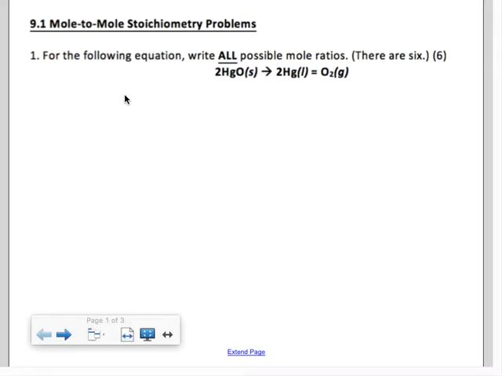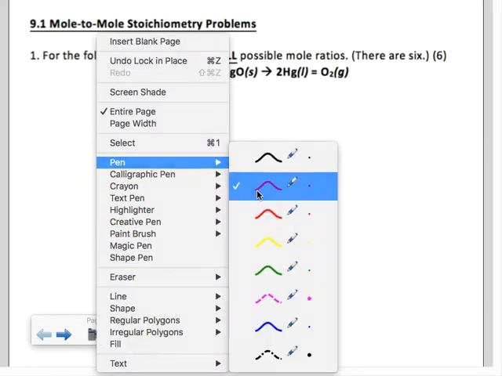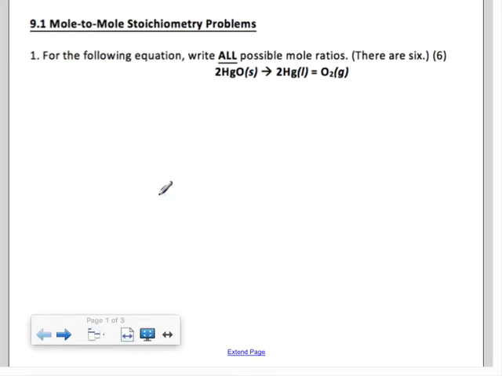That's supposed to be a plus sign. I just noticed that. Sorry. Write all possible mole ratios, and there are 6. So remember mole ratios. Just look at the relationships. I'm just going to use purple here. So the 2 in front of this HgO is for moles. So I'll just start there.